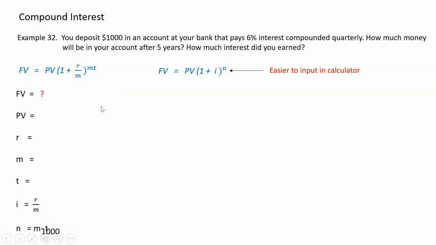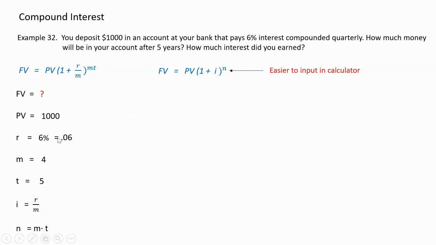So the present value will be 1,000. The interest rate will be 6%, converted to a decimal, 0.06. The number of compounds: it's compounded quarterly, so M is equal to 4. The time is 5 years.